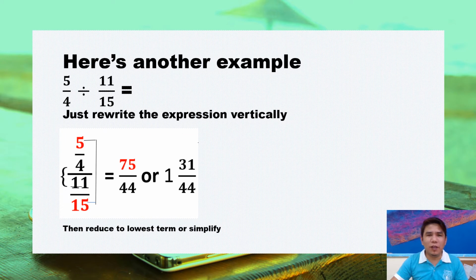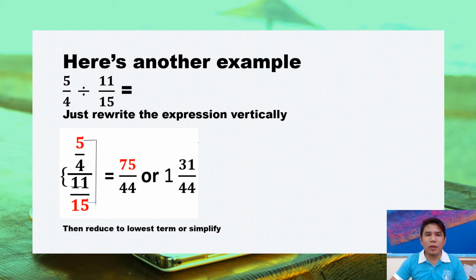Now let's have another example. 5 over 4 divided by 11 over 15. Again, we will do it using the shorter way. Just rewrite the expression vertically, and it looks like this now: 5 over 4 over 11 over 15. So the colored red numbers are our outers.